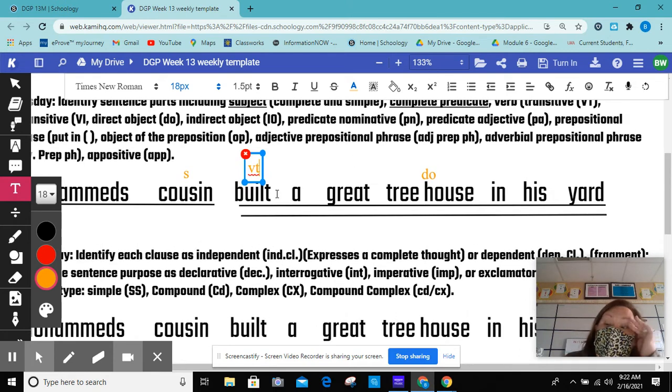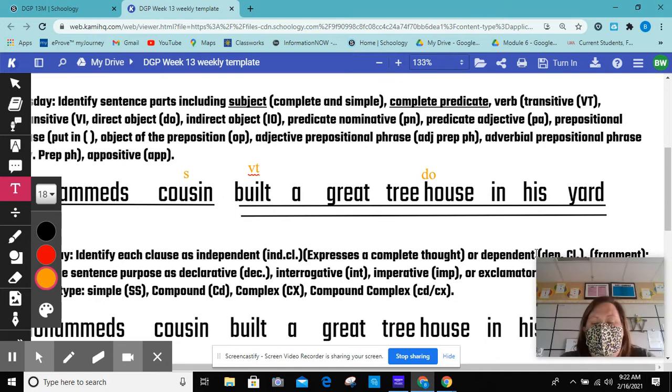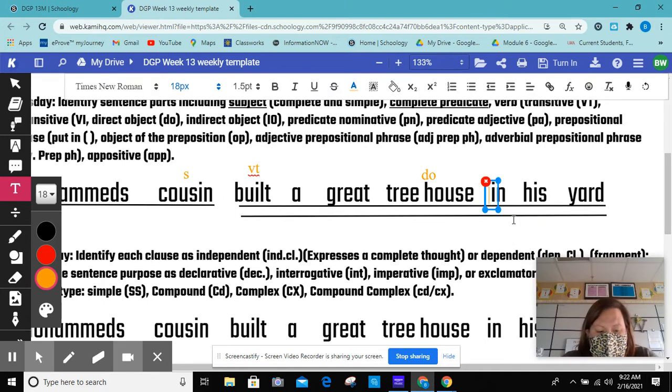All right. Now, if we have a prepositional phrase in this sentence, we have to put that in parentheses. Do we have a prepositional phrase in this sentence? Yes or no? Yes. All right. What is the prepositional phrase? In his yard. Good. So I'm going to put this in parentheses. Okay.